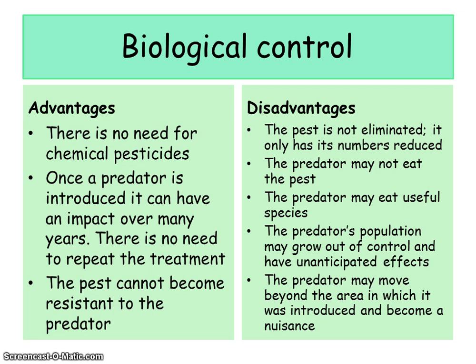So yes, advantages of biological control: no need for chemical pesticides. Once a predator is introduced, it can have an impact over many years. No need to repeat the treatment, and the pest can become resistant to the predator. Disadvantages: the pest is not eliminated, it only has its numbers reduced. The predator may not eat the pest. The predator may eat useful species. The predator's population may grow out of control, as I just mentioned with the cane toad, and the predator may move beyond the area in which it was introduced and become a nuisance.